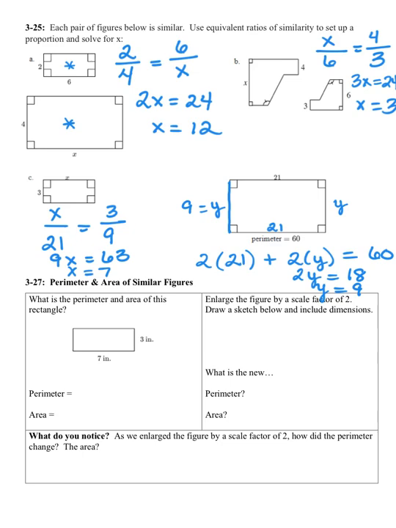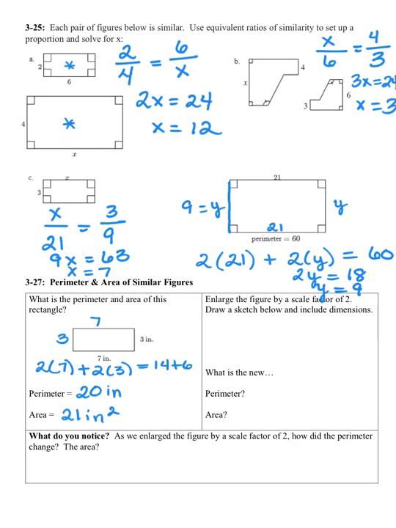The last problem is asking us to take a look at what happens to the perimeter and the area of a figure when we enlarge it, or if we were to shrink it. So in this case, we're starting with this rectangle, and it first asks us what's the perimeter and the area of this rectangle. Don't forget that opposite sides in a rectangle are congruent. So if we were to take 2 times 7 plus 2 times 3, we'd have 14 plus 6, which gives us a perimeter of 20 inches. Then for the area, it's length times width, or 7 times 3, which is 21 square inches.